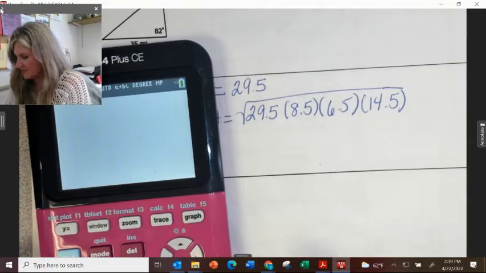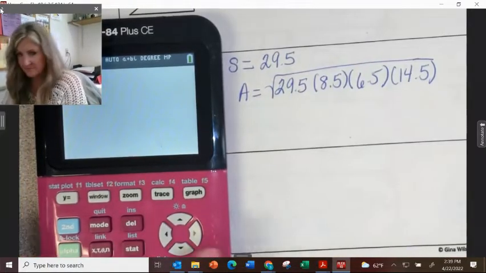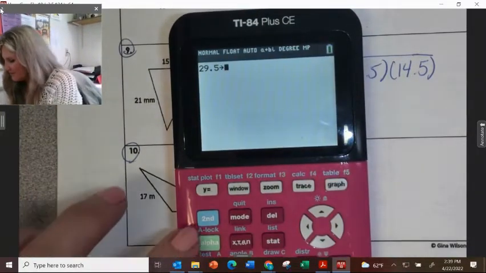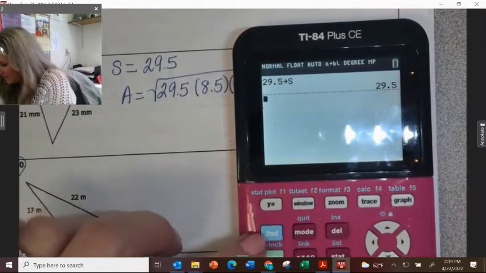I'm going to show you something else you can do. You guys do it that way. I want to show you something else though. So I'm going to store 29.5 in for S. This is pretty cool.